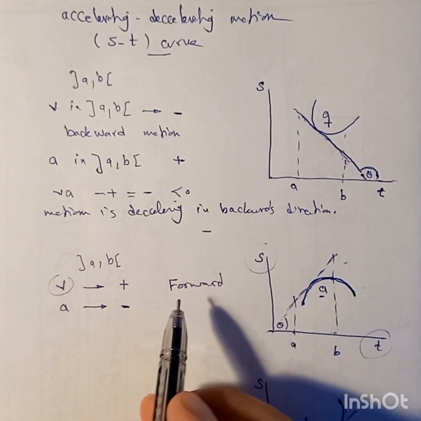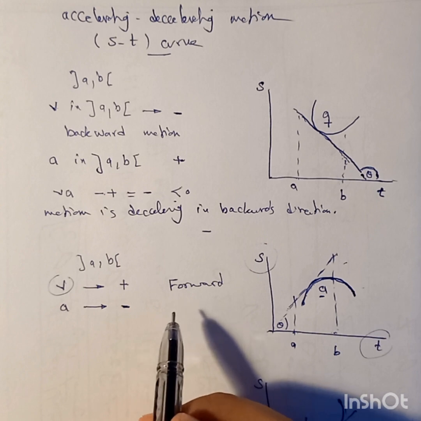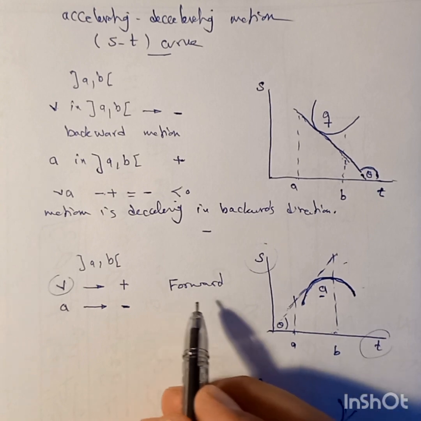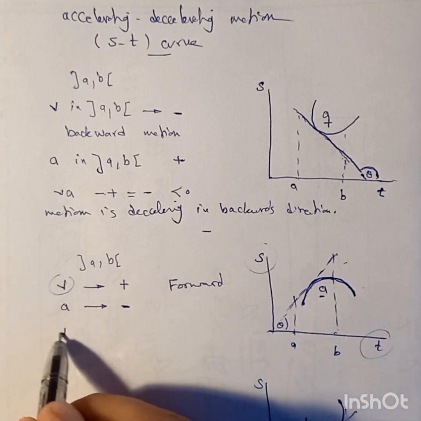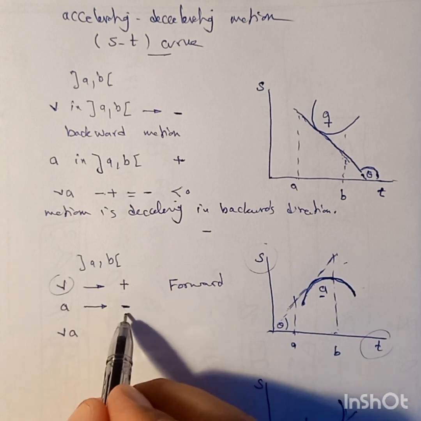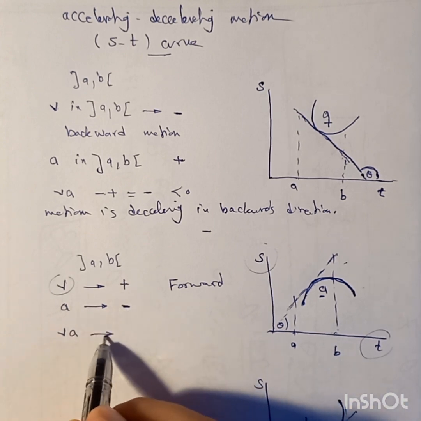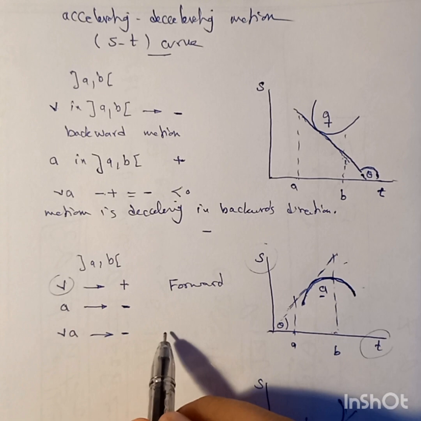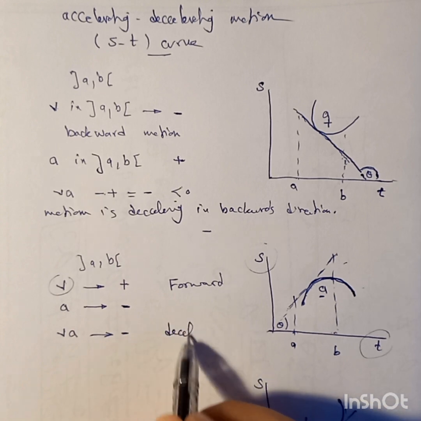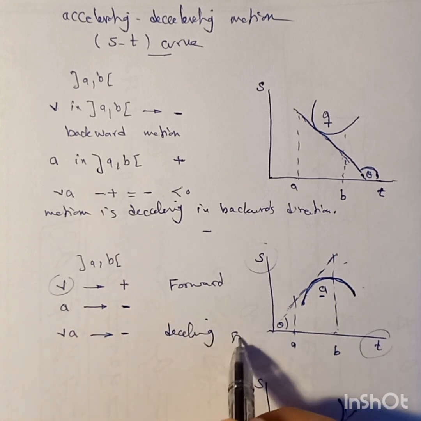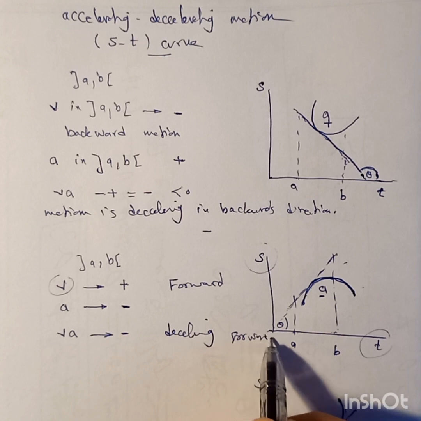And to find if it is accelerating or decelerating, we have to multiply V and A. We have positive times negative, then VA is negative. Then the motion is decelerating also, but in forward direction, okay.